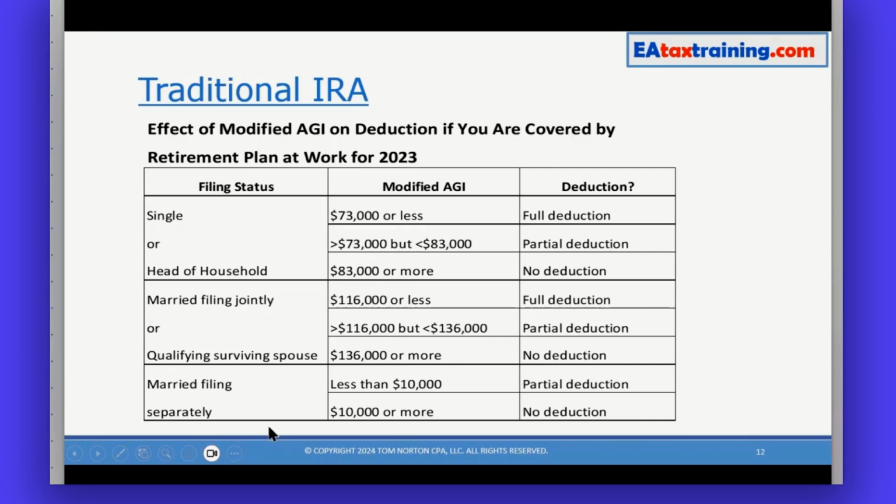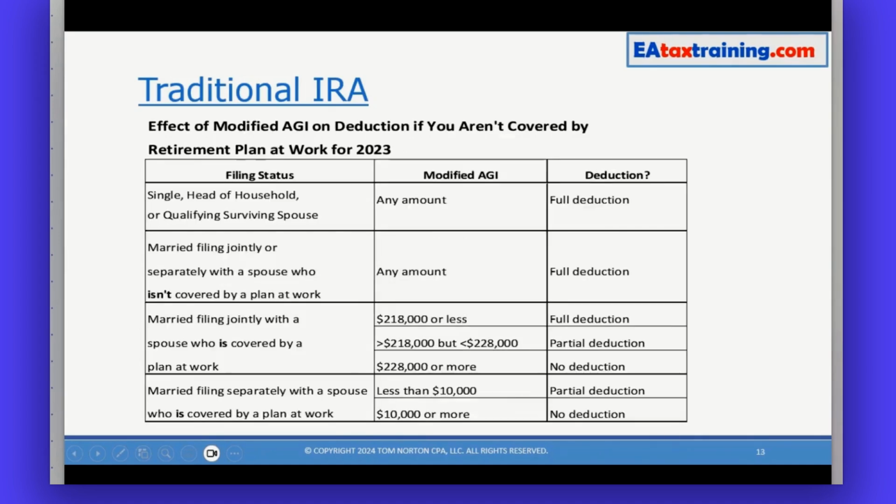If you are married filing separately and you make $10,000 or more, then you get no deduction. If you are less than $10,000, you can get a partial deduction, but in no case can you get a full deduction if you are married filing separately. So these are numbers that you probably do want to remember: the 73,000, the 83,000, the 116 and the 136,000, and then the $10,000. You'll want to remember those for the exam.